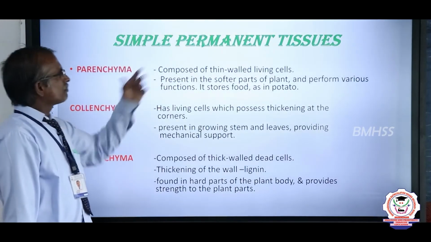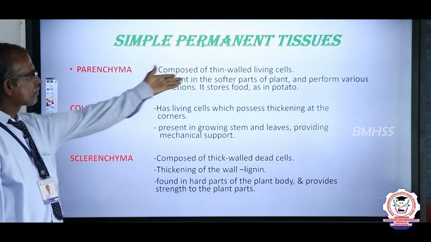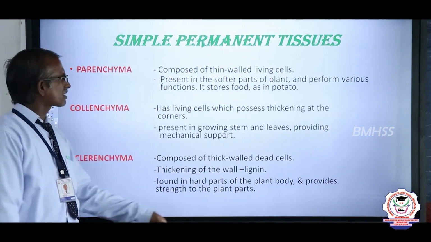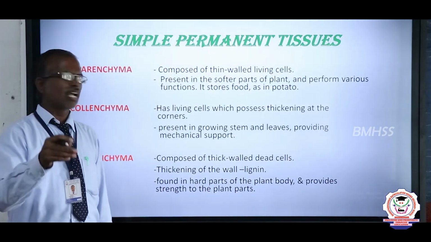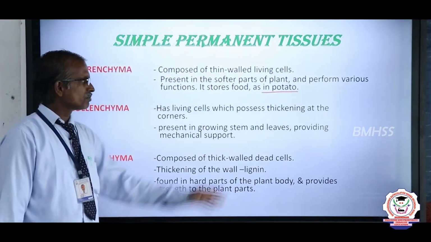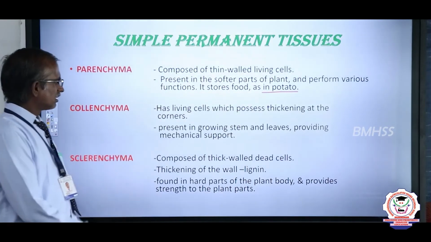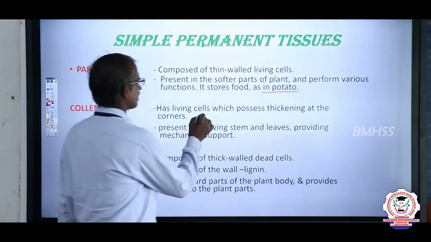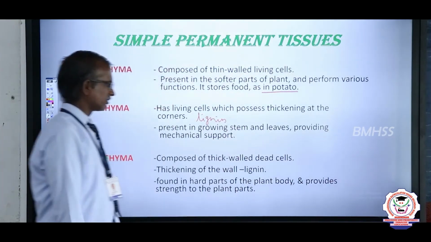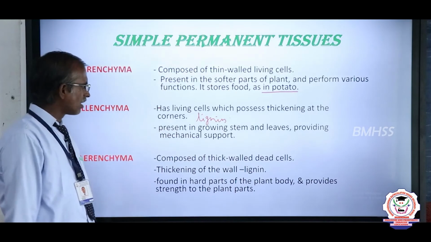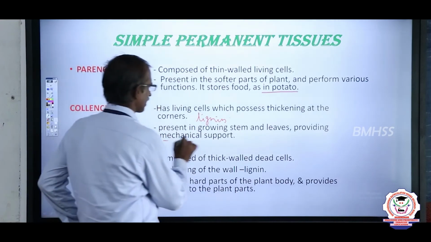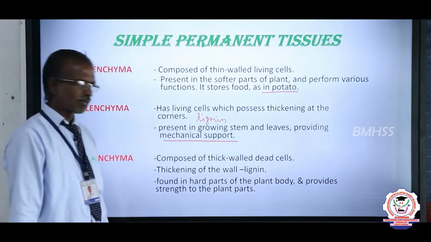Simple permanent tissues are composed of thin walled, living, soft regions of the plant body that perform various functions. In some cases they store food, as in the potato, which stores starch. Collenchyma has living cells with thickening at the corners. That thickening is due to lignin. It is present in the growing regions of the stem and leaves, providing mechanical support to the plant body.